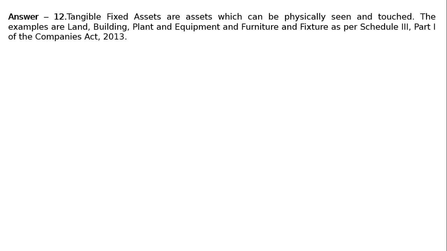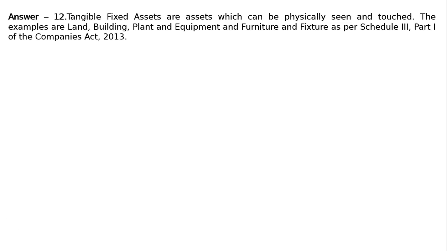Answer 12. Tangible fixed assets are assets which can be physically seen and touched. The examples are land, building, plant, equipment and furniture and fixtures as per Schedule 3 Part 1 of the Companies Act 2013, that is tangible fixed assets.